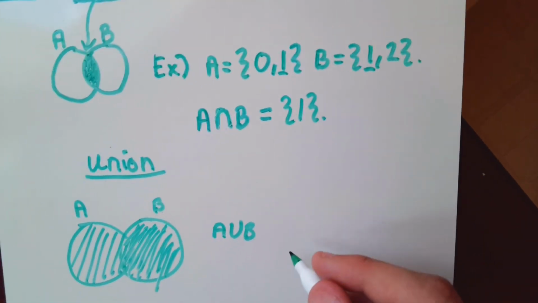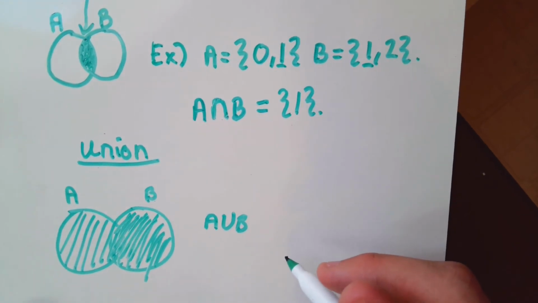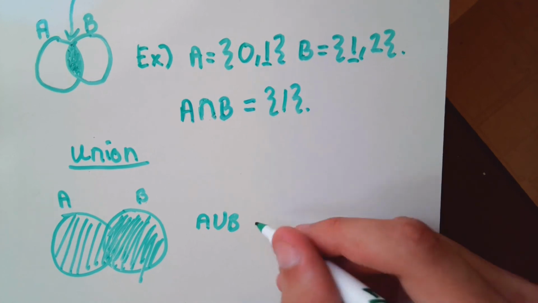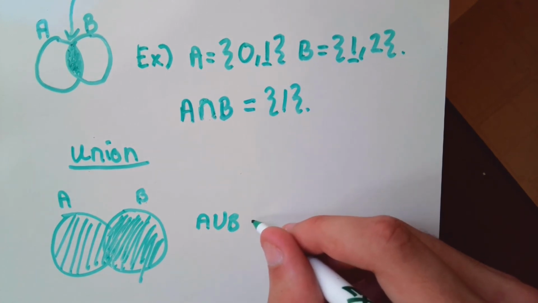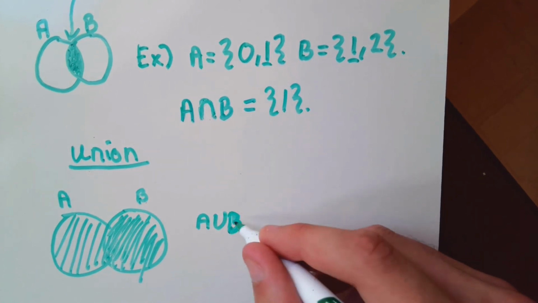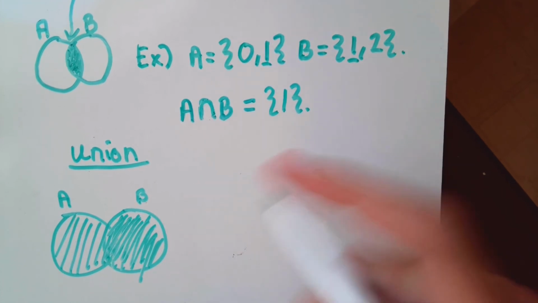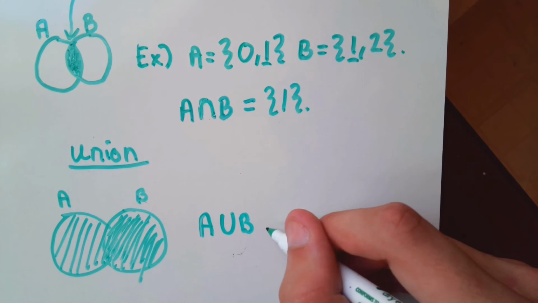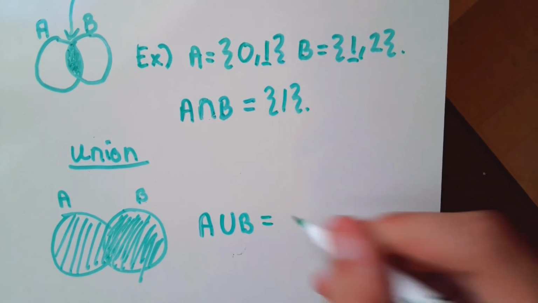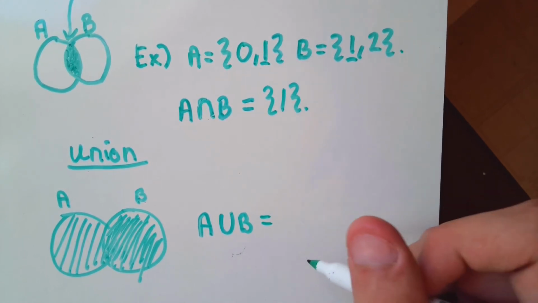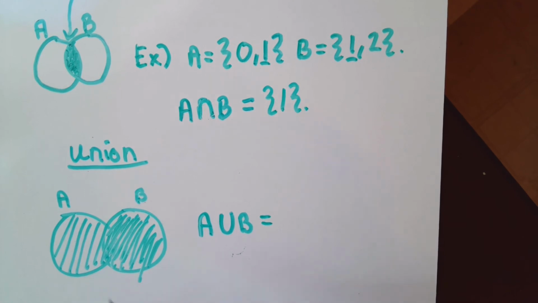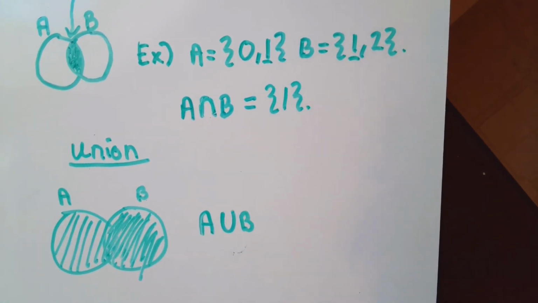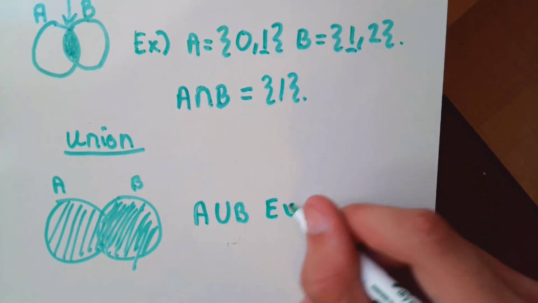So A union B is like taking everything from A, everything from B, and throwing it all together in a basket or just in a set. We're throwing everything together in a single set. So A union B is the set of things that are in A or in B. So let's go ahead and go over an example with that as well.